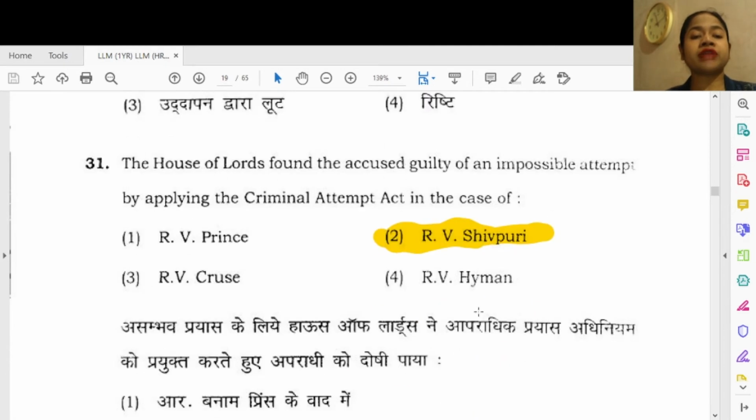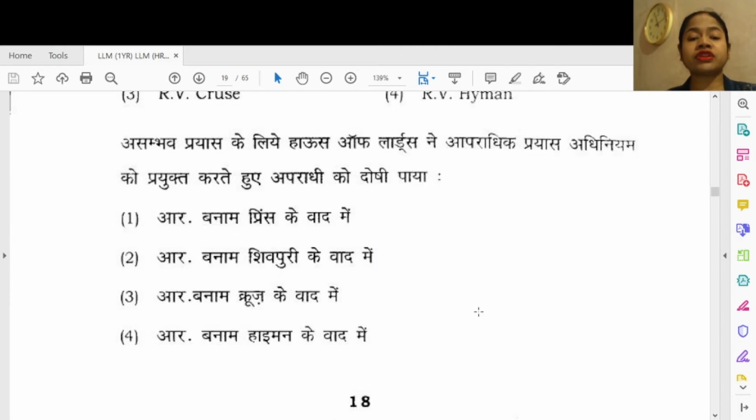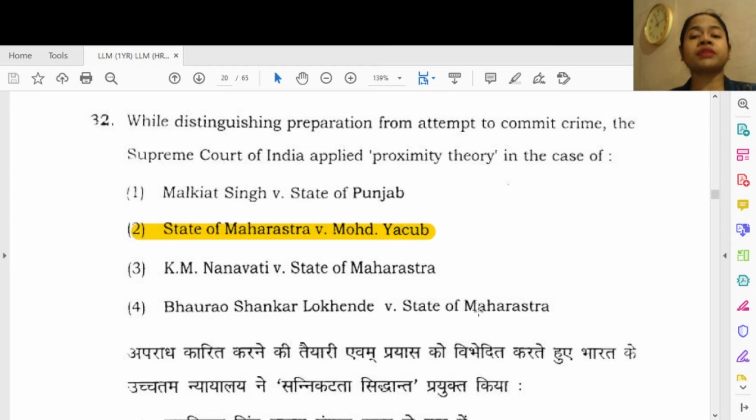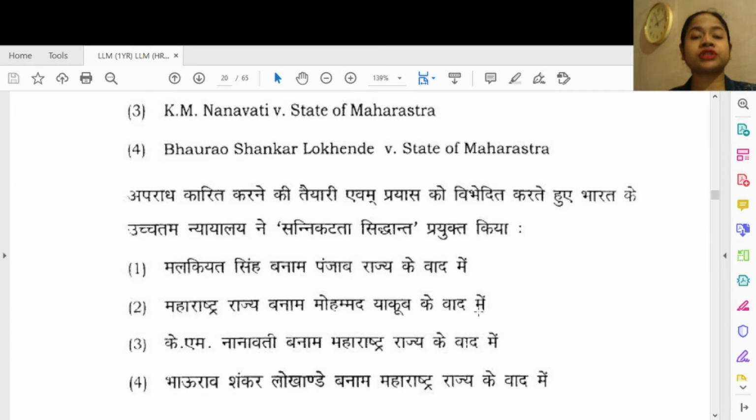Question number 31. The House of Lords found the accused guilty of an impossible attempt by applying the Criminal Attempts Act in the case of option number 2, R versus Shivpuri. Question 32. While distinguishing preparation from attempt to commit a crime, the Supreme Court of India applied the proximity theory in the case of State of Maharashtra versus Muhammad Yaqub, option number 2.